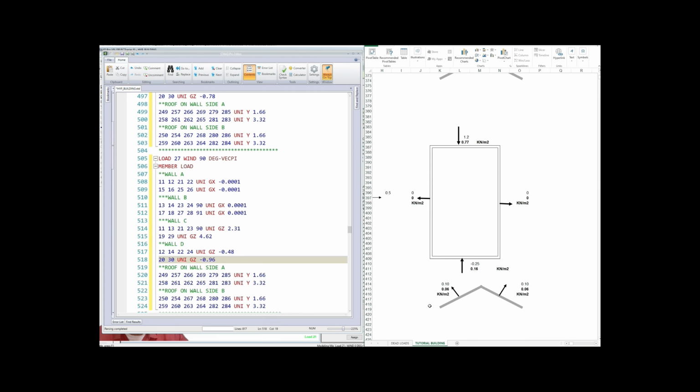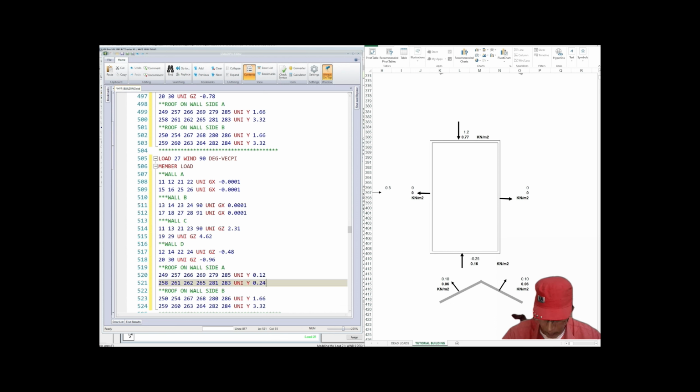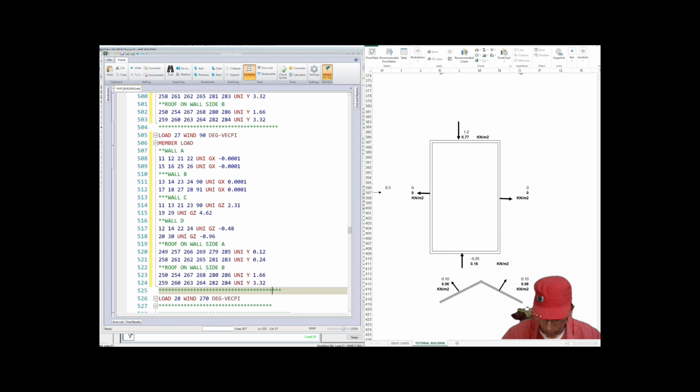The roof pressure is 0.06. So 0.06 into 2 is equal to 0.12. 0.06 into 4 is equal to 0.24. And this will also remain the same, 0.12 and 0.24.